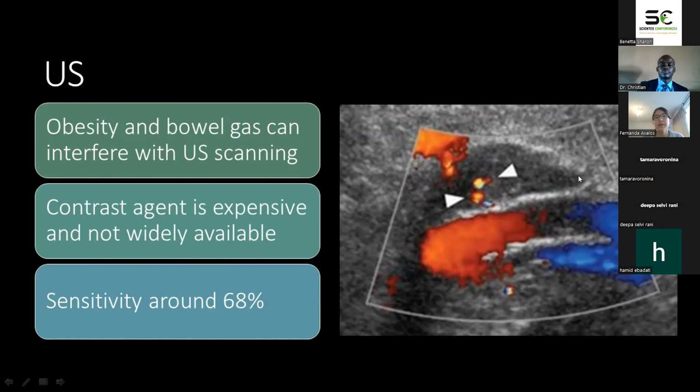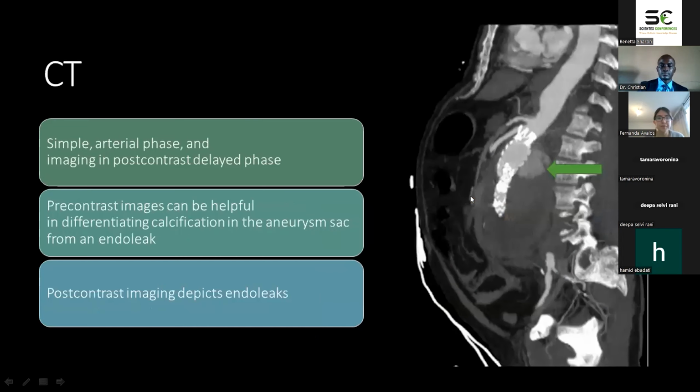For example, in this image, we don't use contrast, but as the endoleak is big, we can notice it. So here's the aneurysm sac. This hyperechogenic line is the graft. When we apply Doppler, we can see this leak here. So we can assure that here is an endoleak, and the patient goes to another imaging study to know what type of endoleak it is.